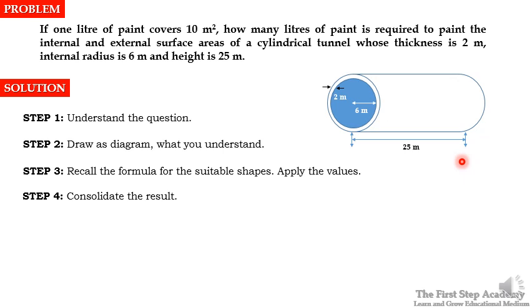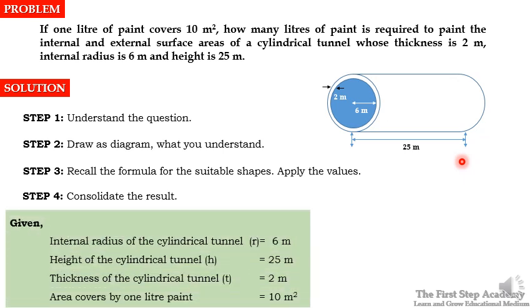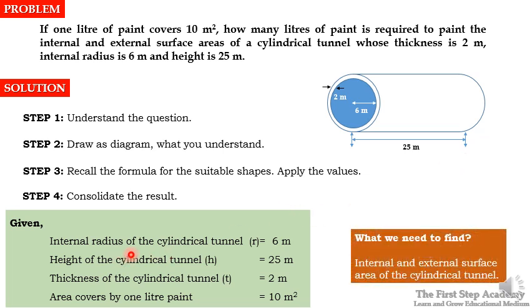Let it be. Now we are going to take up what the given values are and what exactly we need to find. The given values are the internal radius of the cylindrical tunnel 6 meter, height of the cylindrical tunnel 25 meter, thickness of the cylindrical tunnel 2 meter, and also the area covered by 1 liter of paint, 10 meters squared. Now what do we need to find from this question? Primarily we need to find the internal and external surface area of the cylindrical tunnel. That's the primary objective of this question.